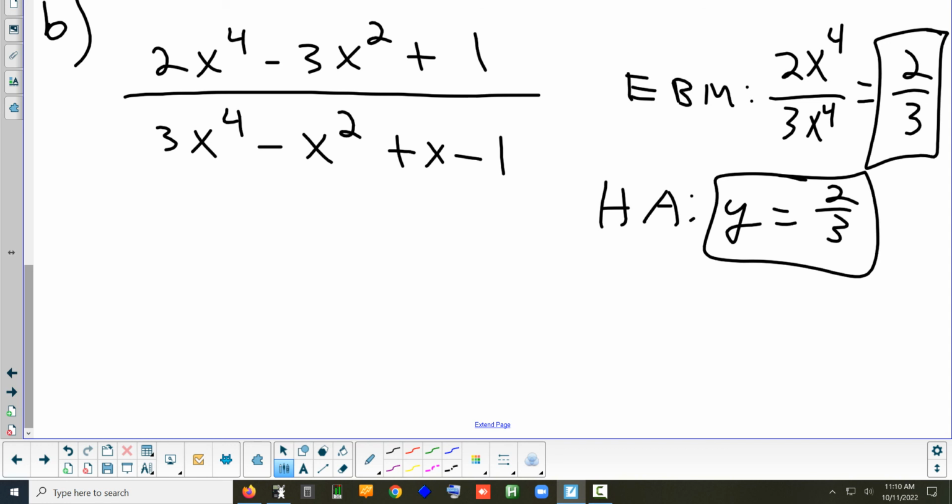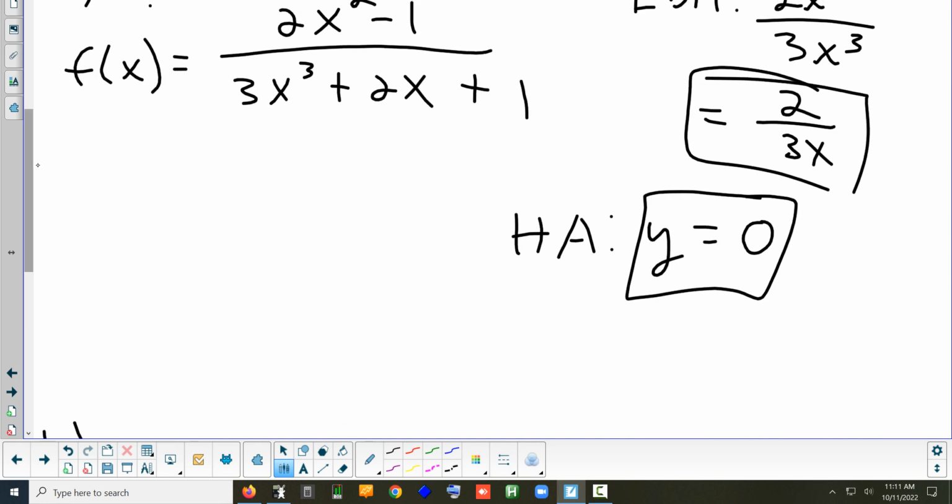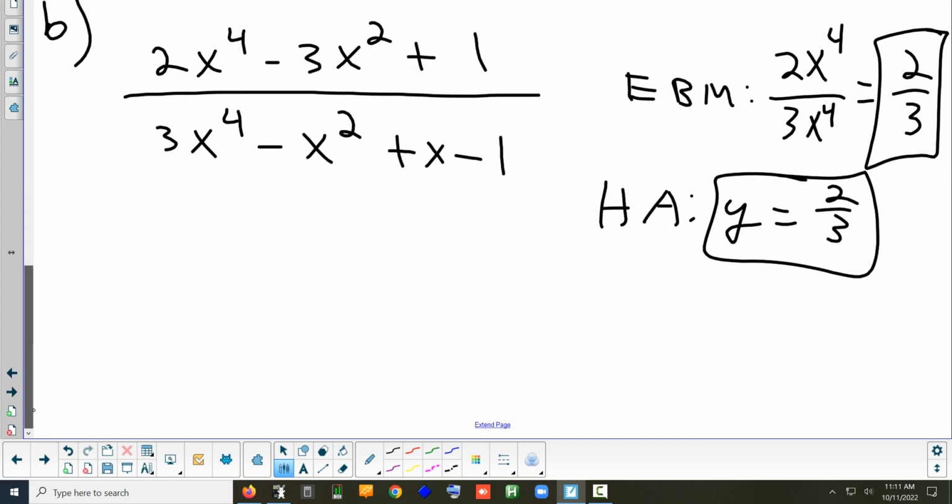So the question is always, what happens to the EBM as x gets bigger and bigger and bigger? If there's no x, then nothing happens to it. If there is an x, well, then it depends on where the x is. It's either going to be in the bottom, in which case you usually are approaching 0, or it's going to be in the top. That's different. We'll talk about that too. But any question on the EBM or the horizontal asymptote?